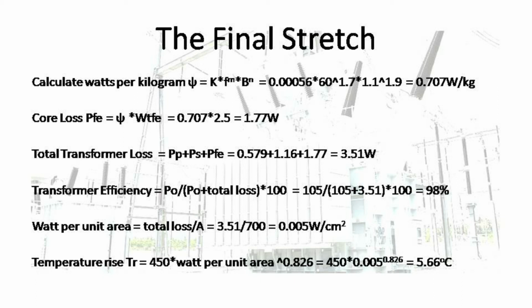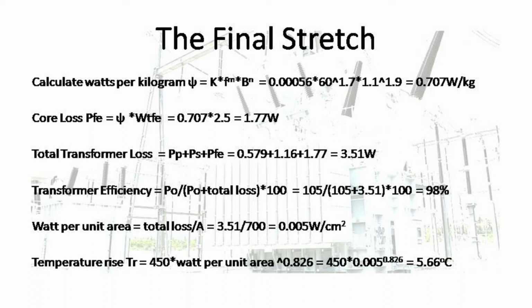Now, with the core loss, the primary loss, and the secondary loss, you can finally calculate the total transformer loss, which you just add up: your primary, secondary, and core losses. This should equate to around 3.51 watts. This is a very simple formula, it's just a sum.